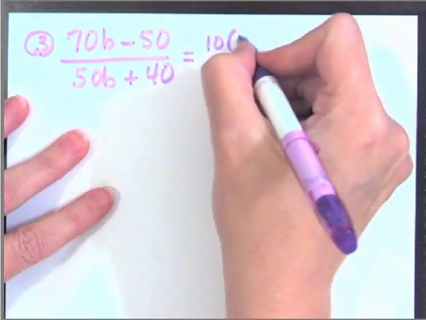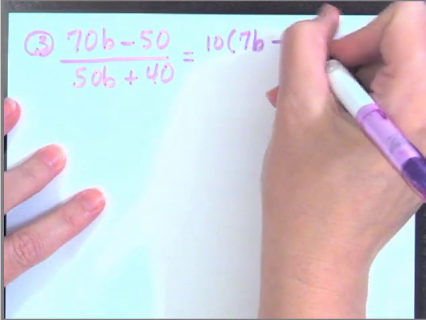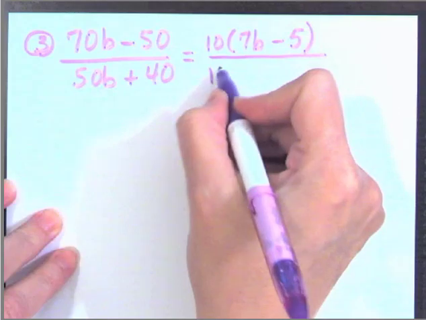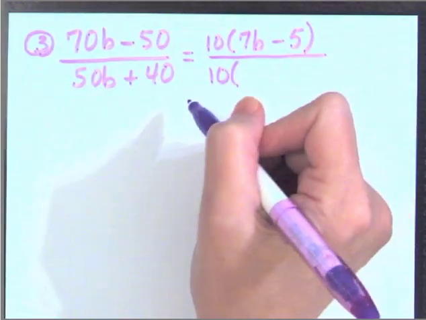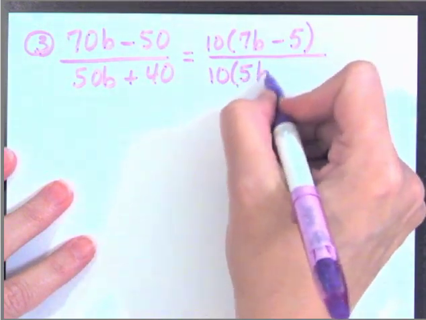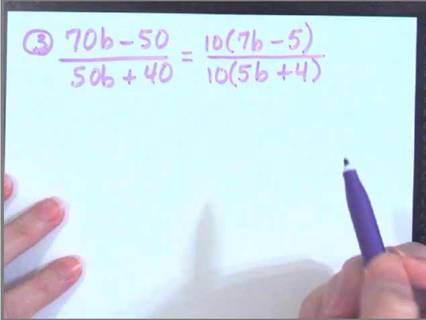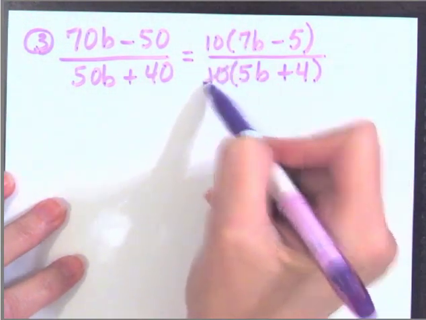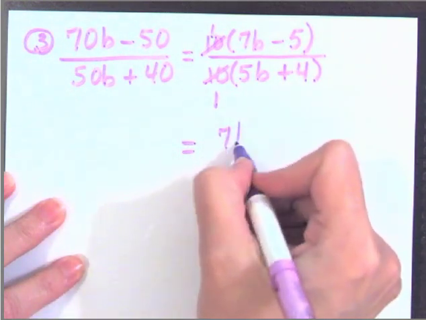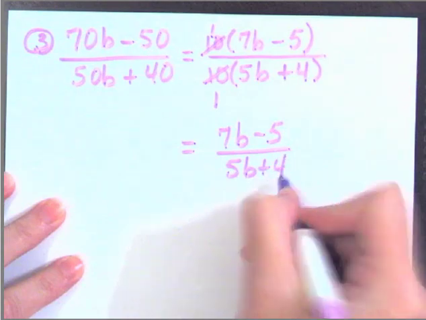70b divided by 10, that would be 7b. 50 divided by 10, that would be 5. Let's see, 10 will go into both of those, and it is the greatest number that goes into both. So 50b divided by 10 is 5, and 40 divided by 10 is 4. And 10 divided by 10 is 1, and that's going to leave me with 7b minus 5 over 5b plus 4.